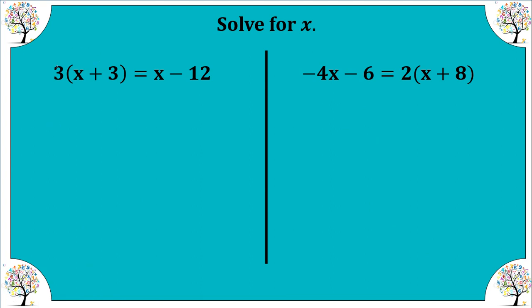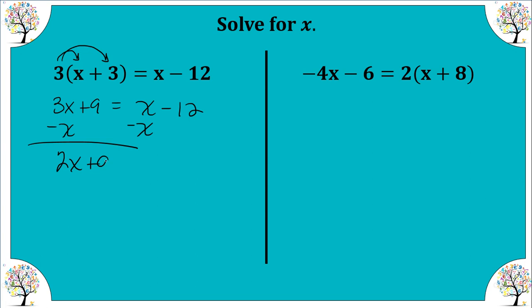Okay. So in this problem, we have parentheses, we have variables on the left and the right, so we have to distribute first. We have to dissolve our parentheses. So we get 3x plus 9 equals 1x minus 12. Again, we have variables on the left and the right. 1 is smaller than 3, so I'm going to subtract the 1x. We get 2x plus 9 is equal to negative 12.